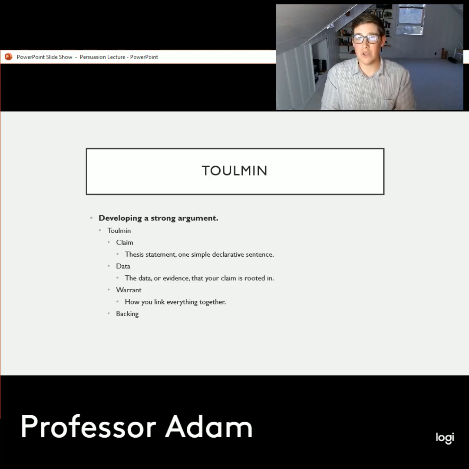And what you're doing is you are attacking that warrant. You're attacking that link that the other person is trying to make between point A and point B. And now what you've done is you said, listen, this has nothing to do with it. Let's focus on this. And effectively what you've done is you've weakened that overall argument because you're realigning it with the primary focus of what you're trying to do.